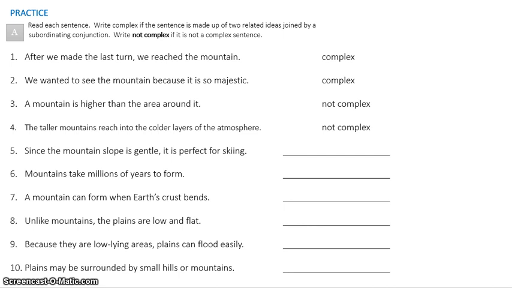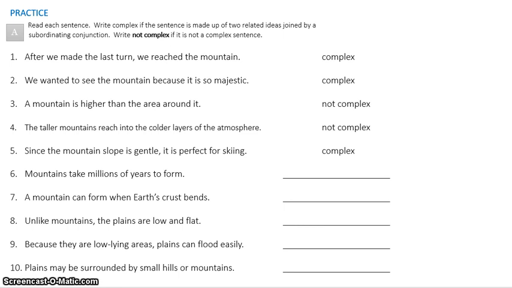Number 5. Since the mountain slope is gentle, it is perfect for skiing. Well, they combine 2 sentences there. The mountain slope is gentle. It is perfect for skiing. Those are 2 separate sentences. They combined it with the word since. All right? And then they followed that first sentence with a comma. If you look back on your handy-dandy little chart, since is on that chart for a subordinating conjunction, so that is going to be a complex sentence.